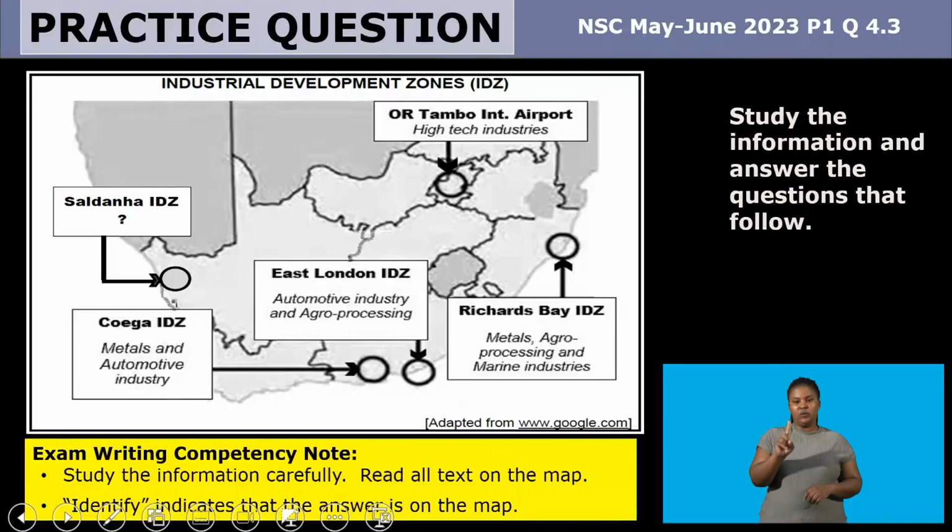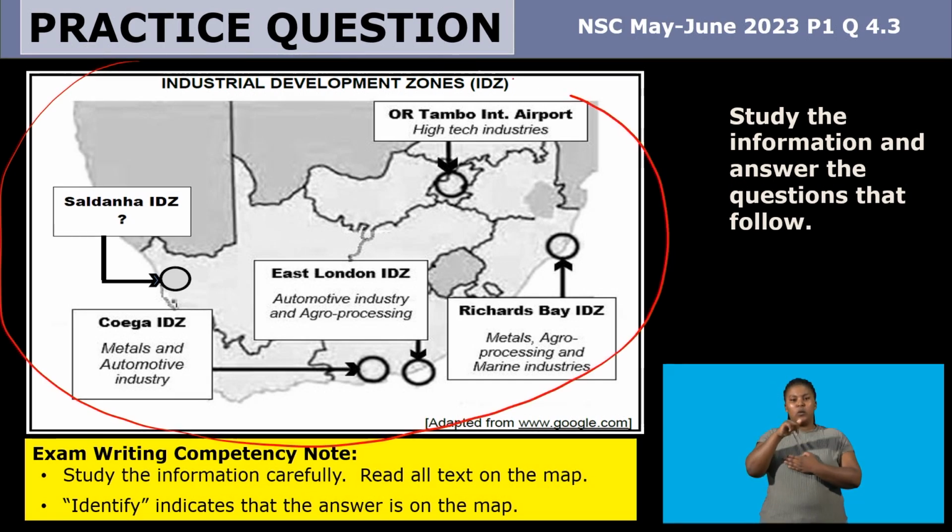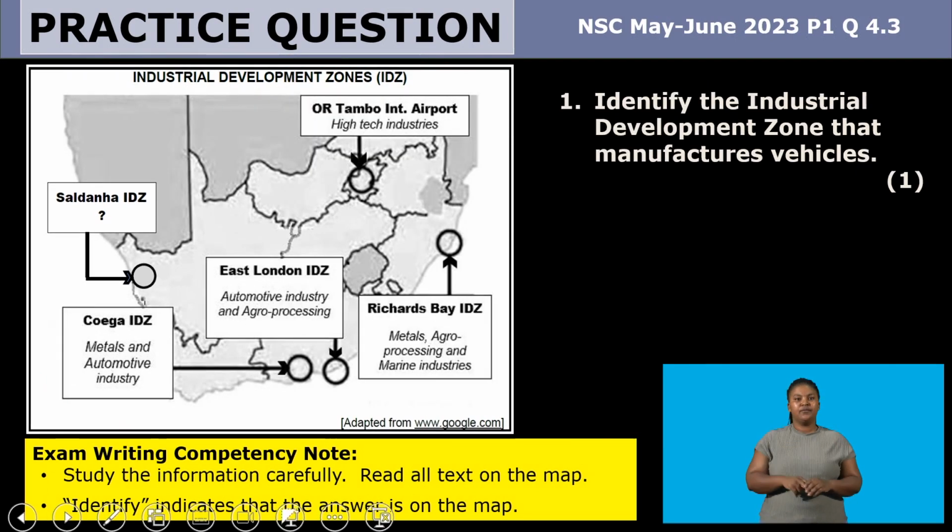Our first question in this topic says, study the information and answer the questions that follow. So we need to study this map that we are given here. Then we are going to be asked questions based on this. So our first question says, identify the industrial development zone that manufactures vehicles. So you need to look at the IDZ and what it specializes in.